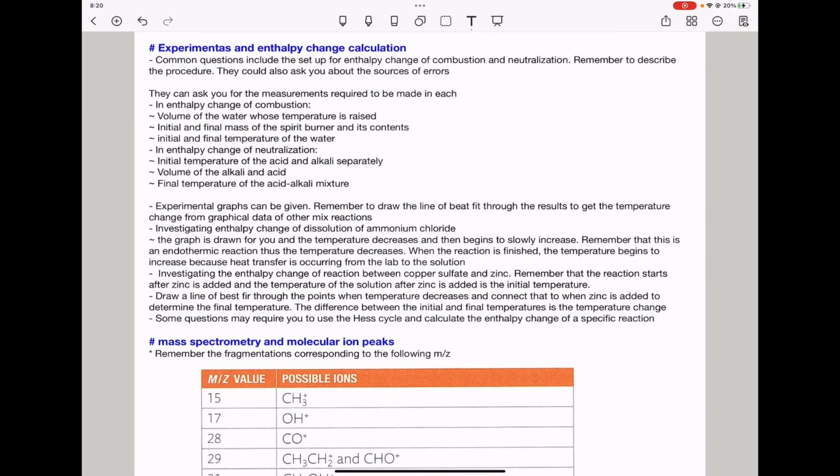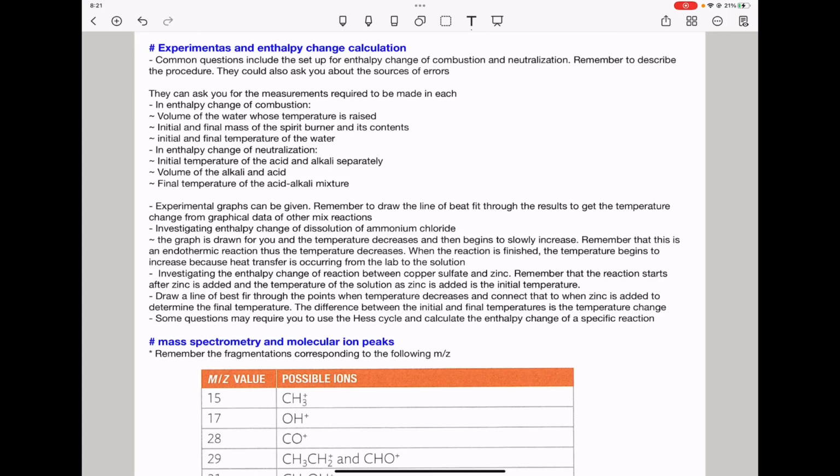They could also bring a question investigating the enthalpy change of reaction between copper sulfate and zinc. Remember that the reaction starts after zinc is added, and the temperature of the solution before or as zinc is added is going to be the initial temperature. So draw a line of best fit through the points when temperature decreases and connect the two when zinc is added to determine the final temperature. The difference between the initial and the final temperature is the temperature change.